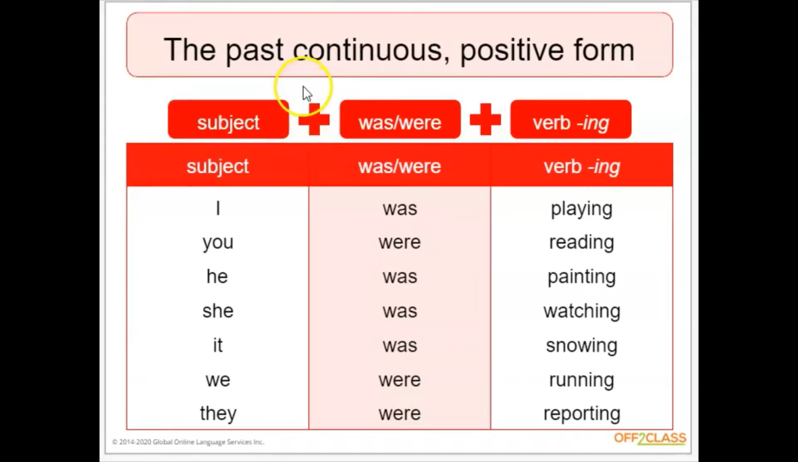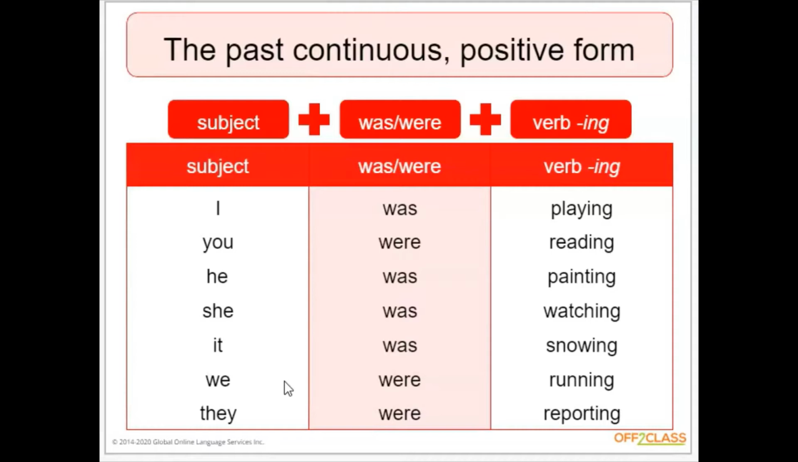Okay, and this is the form. Okay, the positive form first. So the subject, then was or were, and then the verb ing. Okay, so it's I was, right, and then verb ing, for example, playing, right? You were reading, for example. He or she or it was, yeah, painting, watching, snowing, right? We were and they were. For example, we were running, they were reporting.